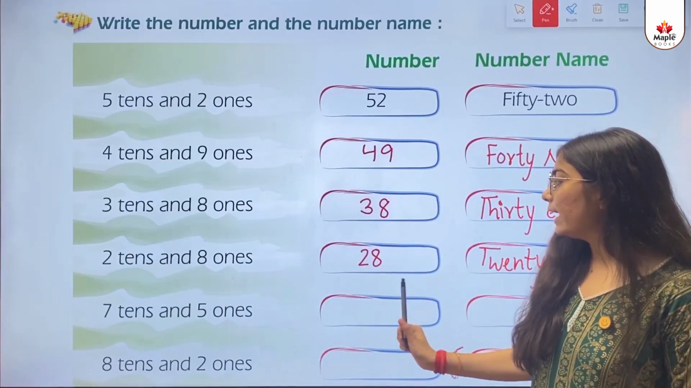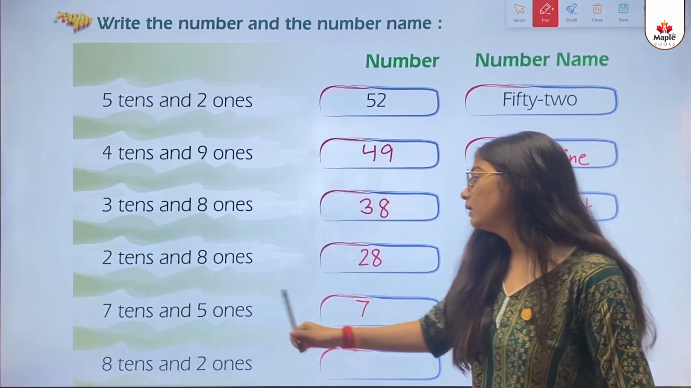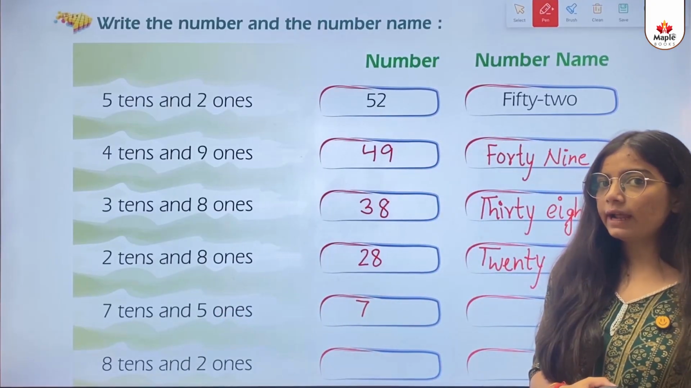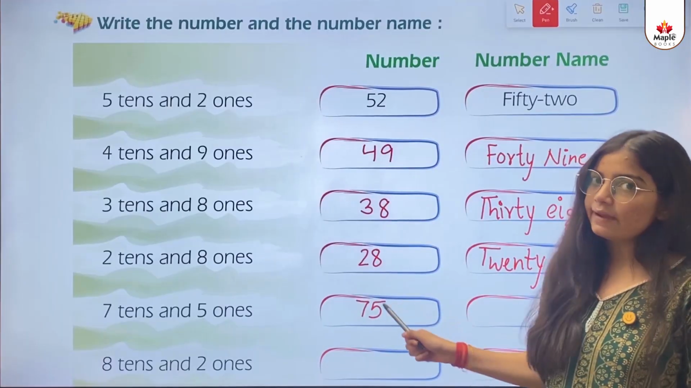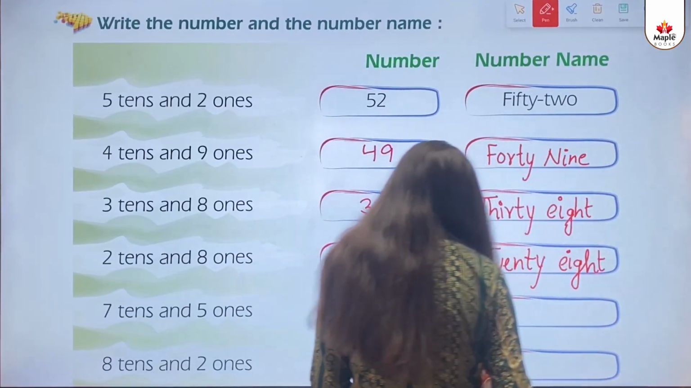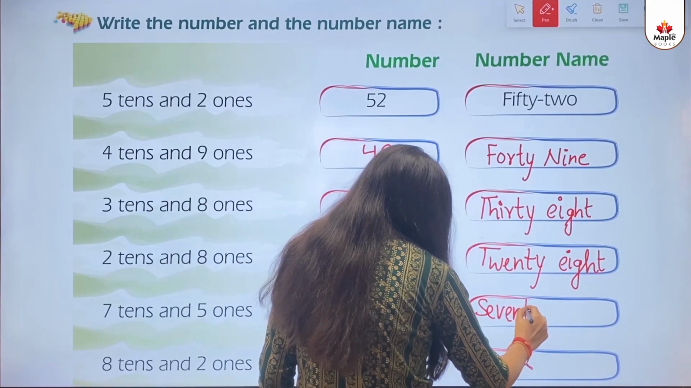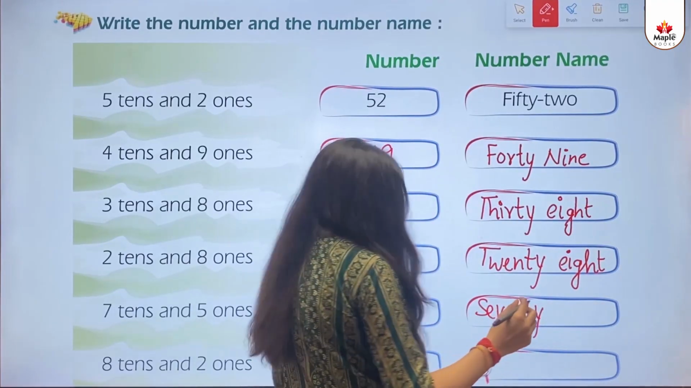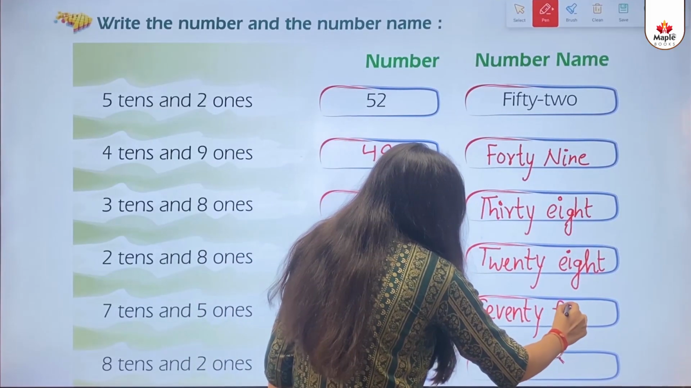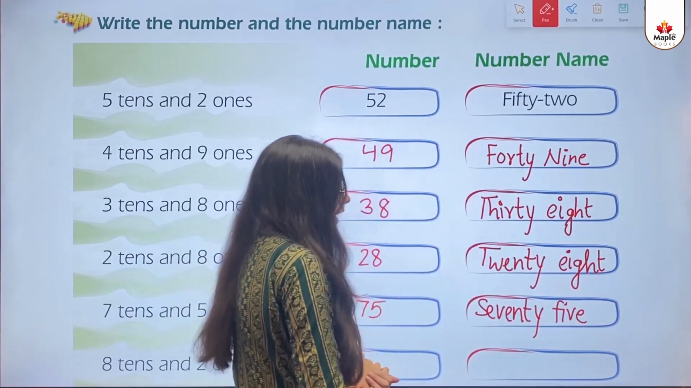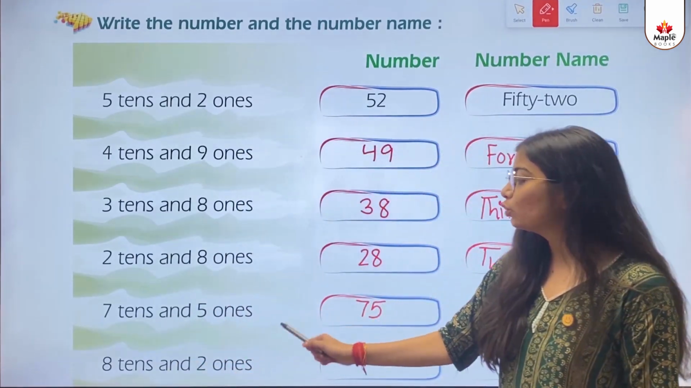Next, 7 tens and 5 ones. So what we write here? First we write 7 as it is on the tens place and 5 ones. Then what we write? 5 as it is on the ones place. It makes 75. So we will write here quickly S-E-V-E-N-T-Y 70. Then what is it? 5. F-I-V-E 5. Clear?